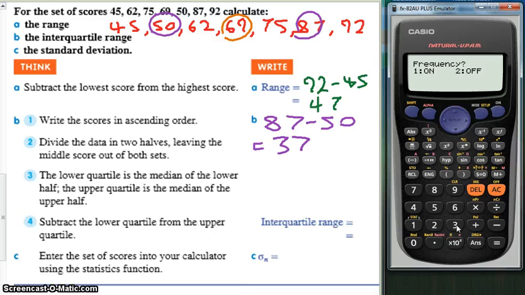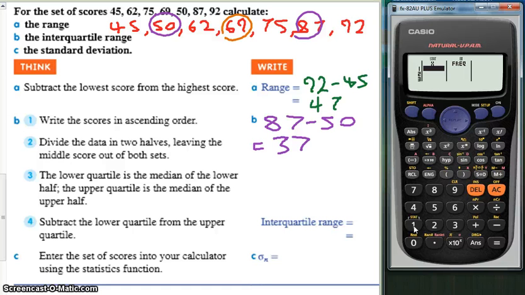Now mine was on, so I don't have to turn it on if I want it on, but I'm going to turn it off for now, just to show you that when I go back to my mode stats, one variable, I don't have a frequency column anymore. Cool? So that's how you turn it on and off. You don't have to have it if you don't need it, but if you've got it there, it won't hurt. So shift mode, down, 3, 1. Now I've got a frequency column. It doesn't hurt because it'll automatically put in a frequency of 1 each time you enter it.